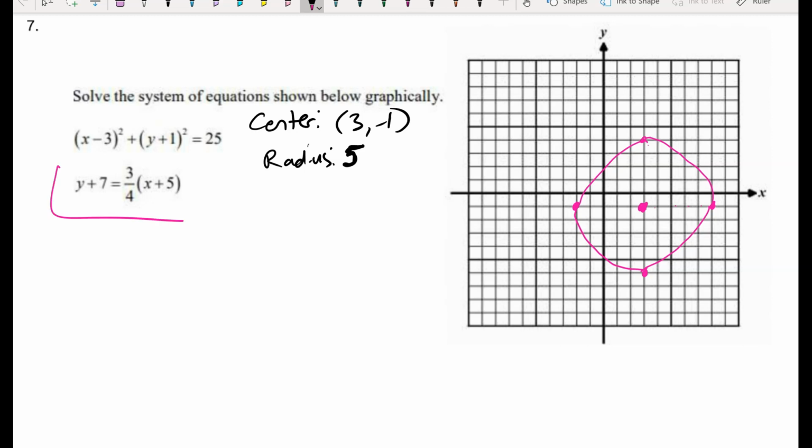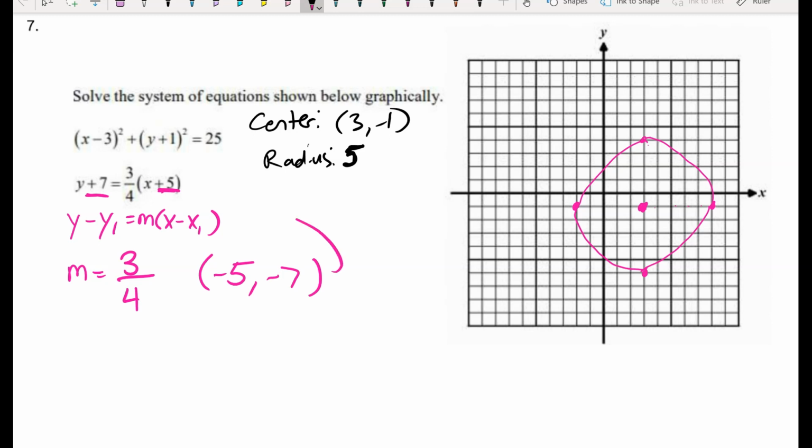And this represents the equation of a line in point-slope form. I recognize that as y minus y1 equals my slope times x minus x1. So that's telling me that my slope is 3 over 4, change in y over change in x. And a point that's on the line would be, that x-coordinate should be -5, and that y-coordinate should be -7, because if I were to substitute those back into point-slope form, that is the equation I would get.